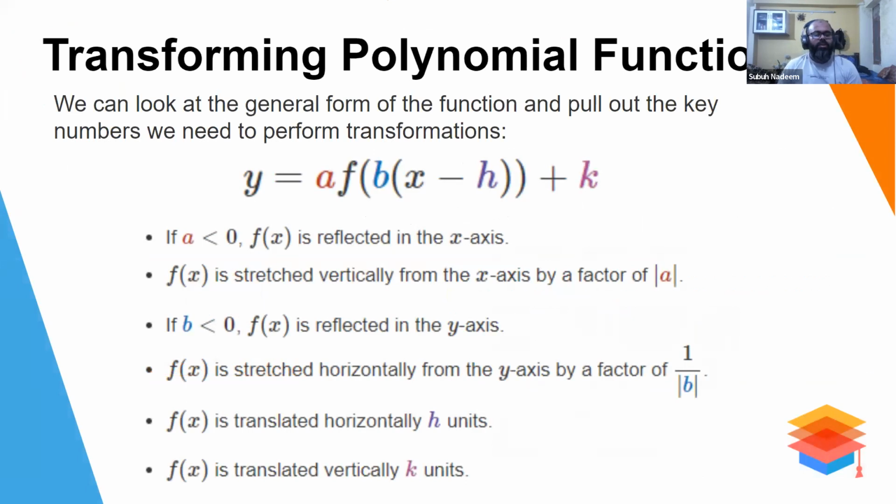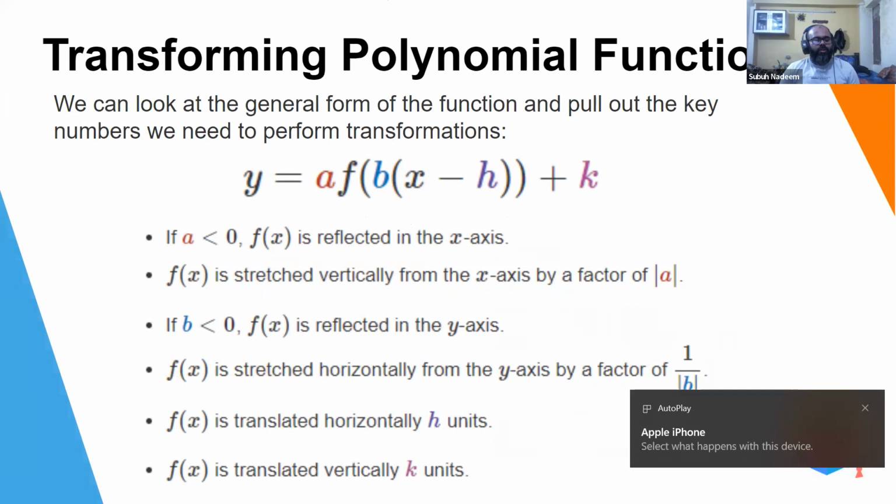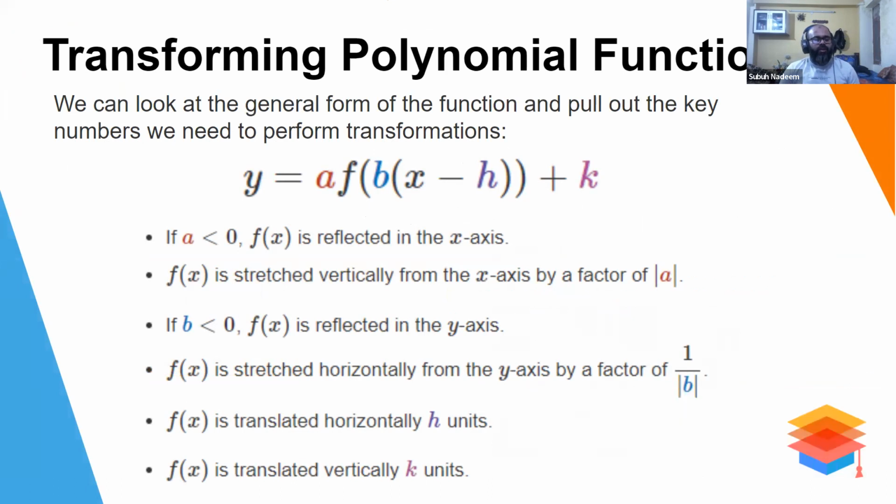Okay, we can look at the general form of the function and pull out the key numbers we need to perform transformations. If a is less than 0, f(x) is reflected in the x-axis. f(x) is stretched vertically from the x-axis by a factor of mod a. If b is less than 0, f(x) is reflected in the y-axis. Okay, fine.